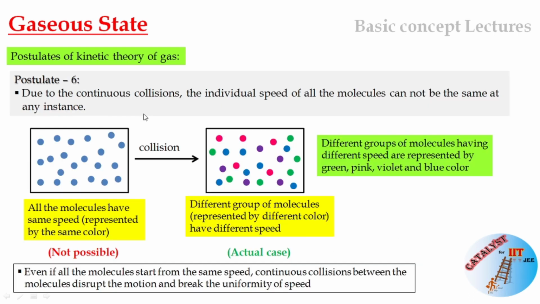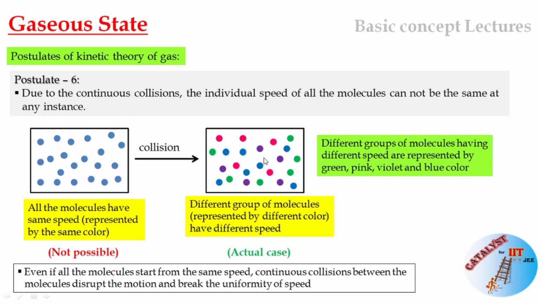So now it is time to discuss our last, or sixth, postulate of kinetic theory. According to this postulate, due to the continuous collisions between the gas molecules, the individual speeds of all the molecules cannot be the same at any particular instance. Suppose all the molecules in this container start from the same speed. As the molecules here have the same speed, they are represented by the same color. Now if we let this system go for some time, and if we take a snapshot at any random time, then we can see a picture like this.